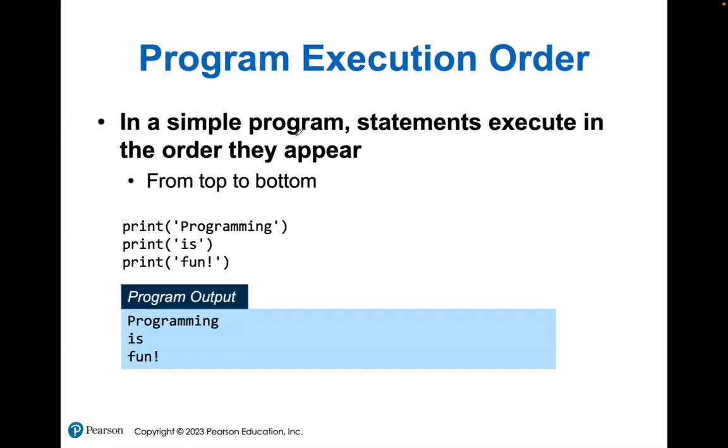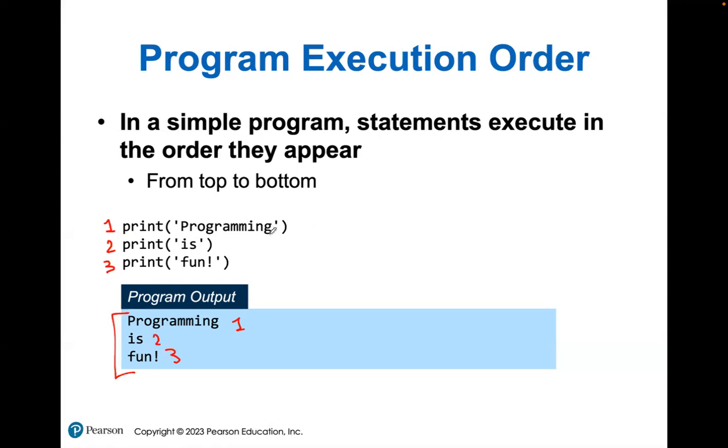Now, this is an example of three print statements. We have three print statements here. These will be executed from top to bottom. So this one will go first, this one will go second, and this one will go third. And since each one of these is its own statement, statement 1, statement 2, statement 3, this is going to be matched in your output. Statement 1 prints programming, statement 2 prints is, and statement 3 prints fun with an exclamation point.